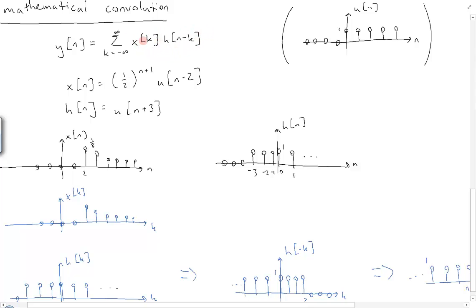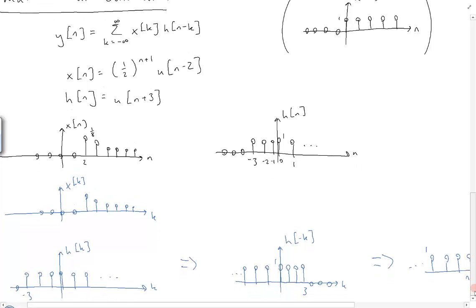And we're going to then take on values of n going from minus infinity to infinity. In other words, what we want to do is define the function y of n for all values of n. Now, as I mentioned, n can be treated as a constant within h of n minus k, because for every value of n, I fix a value of n, and I perform this summation across all k. And this will become more clear once I start actually drawing these pictures.